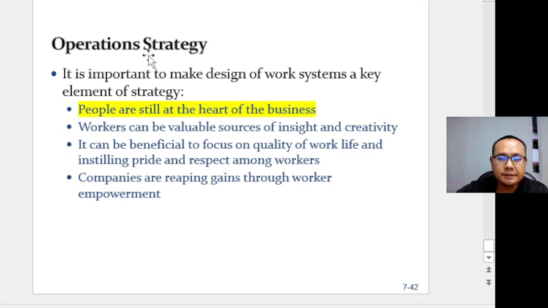Again, everything that we do in the organization, even a daily operation or daily activity, we need to make sure it is aligned with the strategy. People are still at the heart of the business. Workers can be a valuable resource of insight and creativity. It can be beneficial to focus on quality of work life and instilling pride and respect among workers. Companies are reaping gains through worker empowerment.